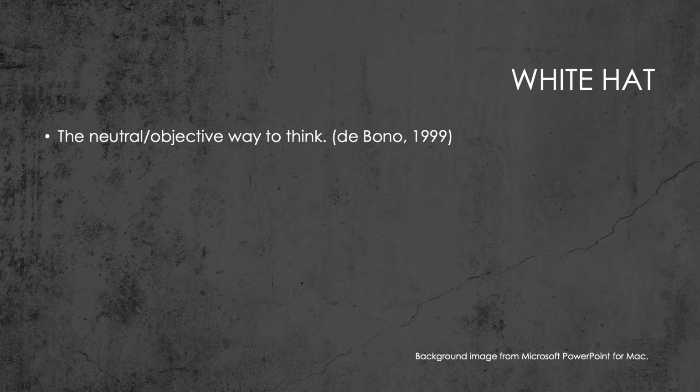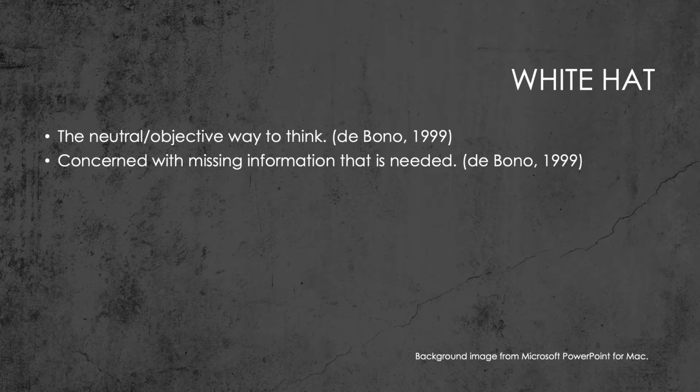So let's go in depth with each hat. First is the white hat. This hat is very neutral and objective in the way it thinks. So it's concerned not only with just information, but also misinformation, or it recognizes, hey, in order to move forward in this project, we need to know such and such a fact.